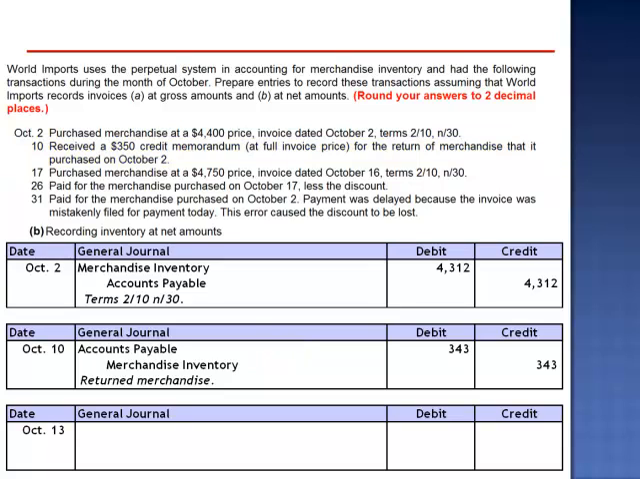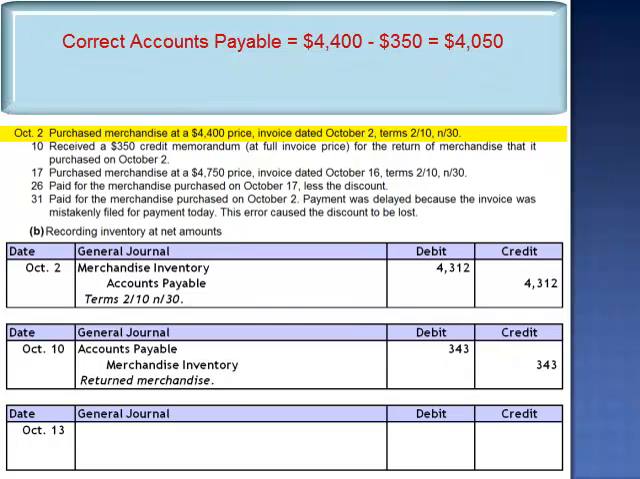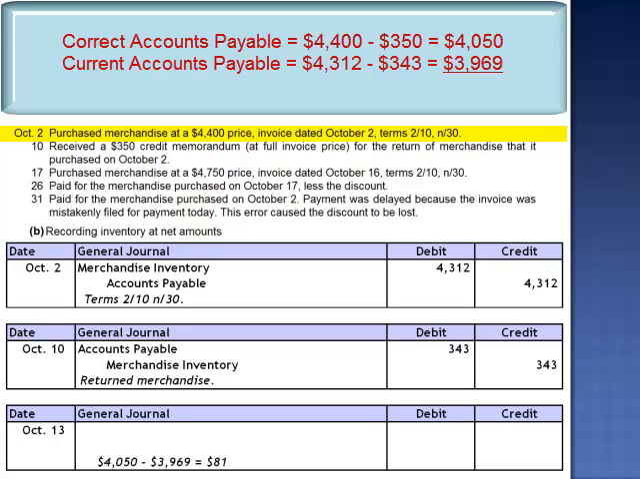On October 13th, we have a journal entry that recognizes the fact that the discount period has elapsed on the October 2nd purchase. We missed that 10-day window. Therefore, we know we will not be able to take advantage of the 2% discount. The balance due as of October 13th is $4,050, $4,400 minus $350. The balance in accounts payable, however, is only $3,969, $4,312 minus $343. The accounts payable balance is understated by $81.